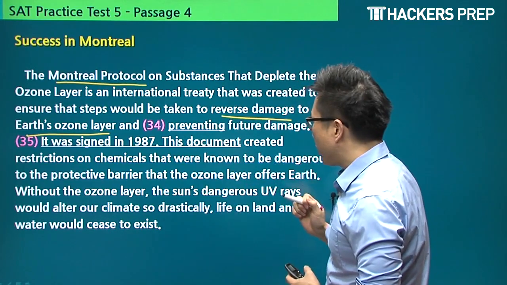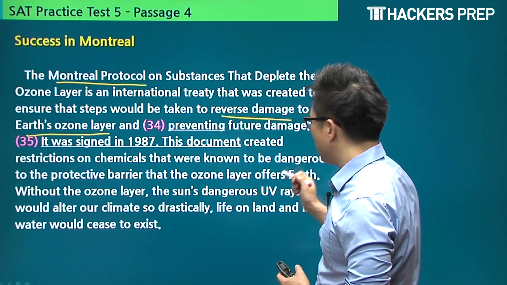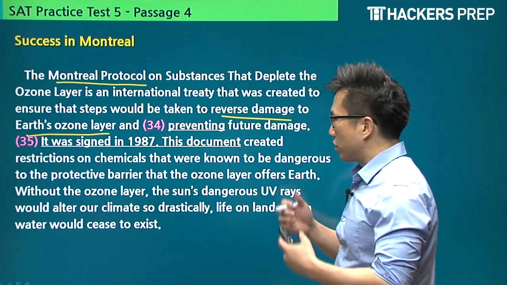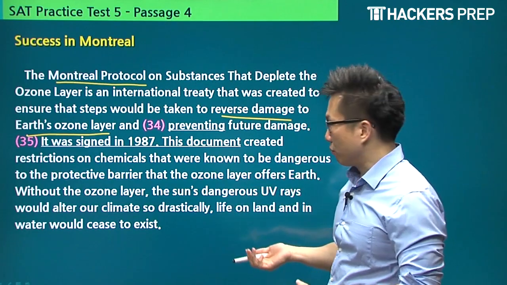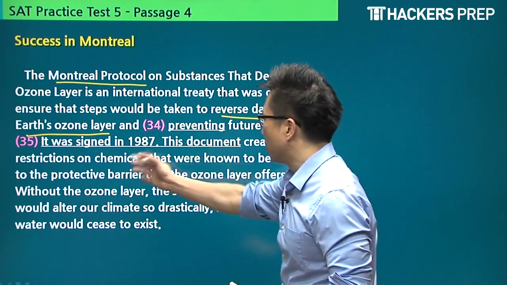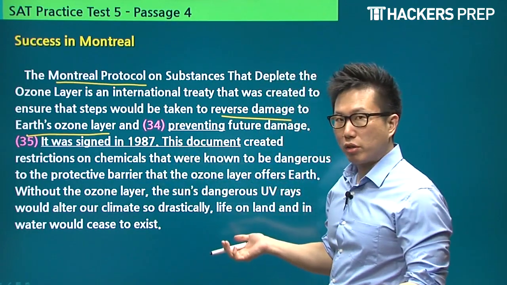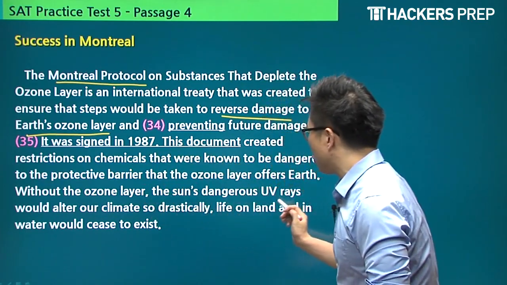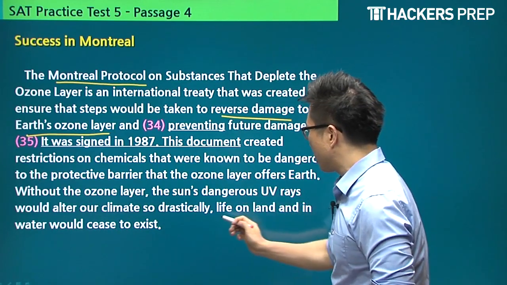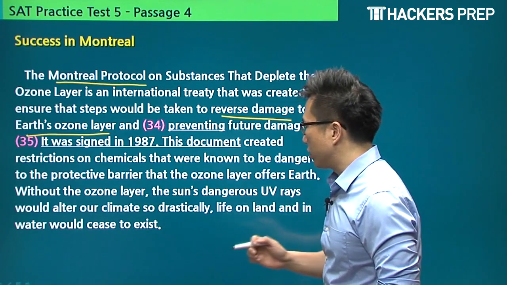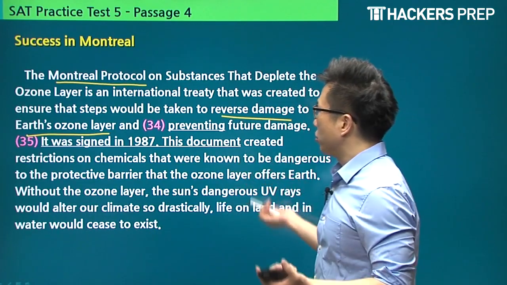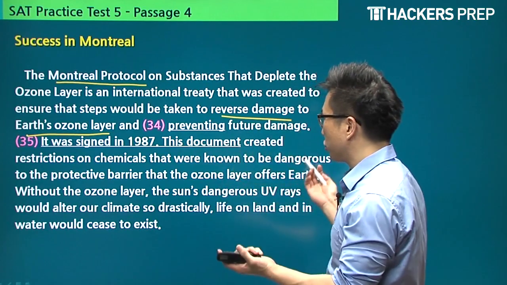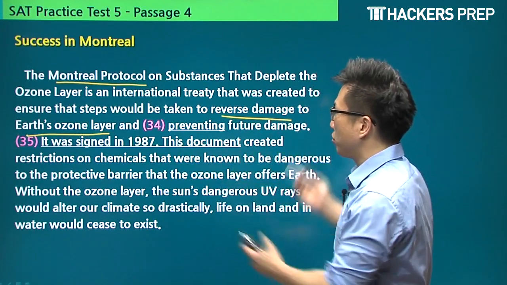This document created restrictions on chemicals that were known to be dangerous to the protective barrier that the ozone layer offers Earth. So they're trying to protect the ozone layer, basically, right? They try to restrict chemicals that would be dangerous to the ozone layer. Now look at the next sentence here. Without the ozone layer, the sun's dangerous UV rays would alter our climate so drastically, life on land and in water would cease to exist. So they made this protocol to protect our ozone layer. This is a good introduction to the Montreal Protocol.